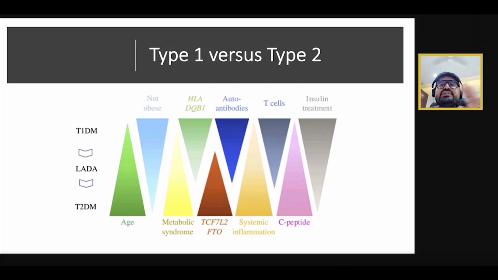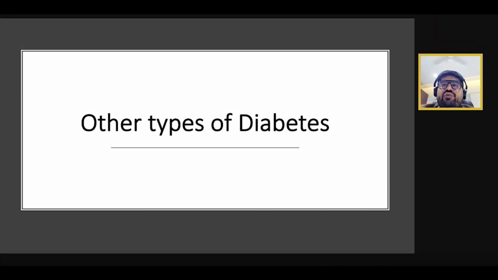So there is everything, but the point is that it is at different levels in different forms. So type 1 and type 2 are extreme forms, whereas the other forms of diabetes fall somewhere in the middle of the spectrum. And in fact, there are forms of diabetes which are even more extreme than type 1 and type 2, which we'll see in a few minutes.